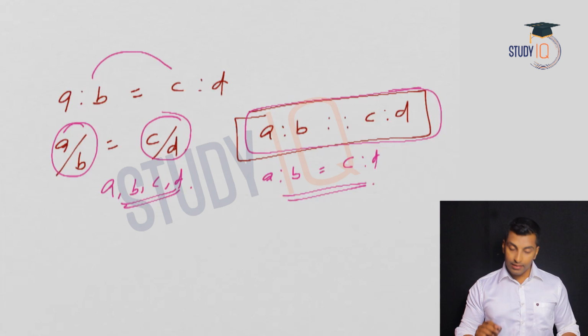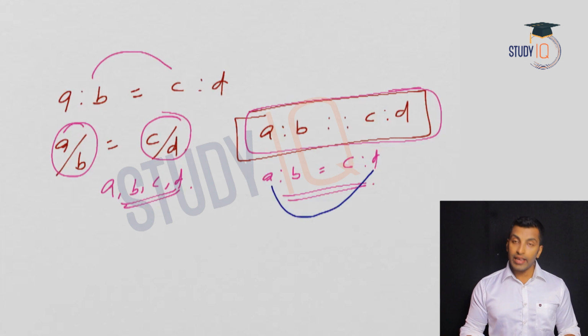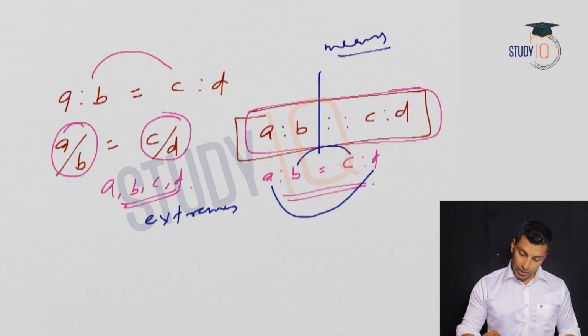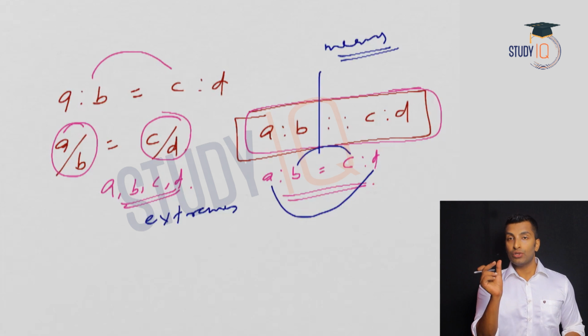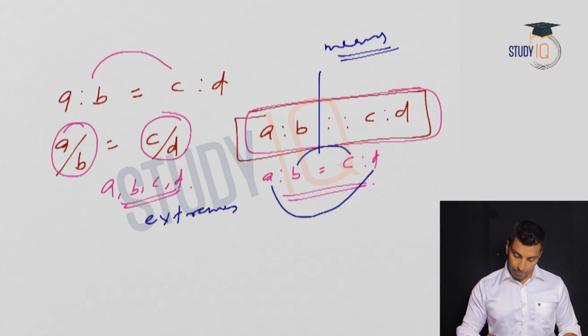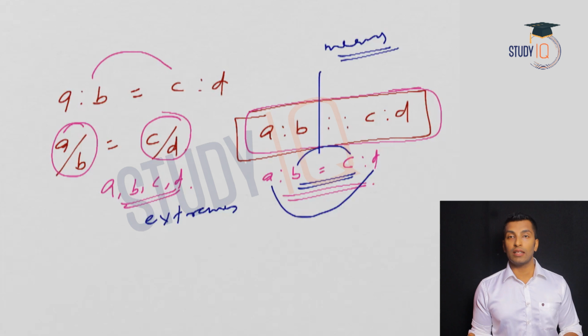Now again, there are some words you need to know, because you may come across these words in questions. A and D are what we call extremes, and B and C are means. So in the ratio, what do you mean by extremes? If two ratios are equal, you will represent them like this. The two outer values are the extremes, and the middle two values are the means. So what is mean and what is extreme is what we have discussed now.